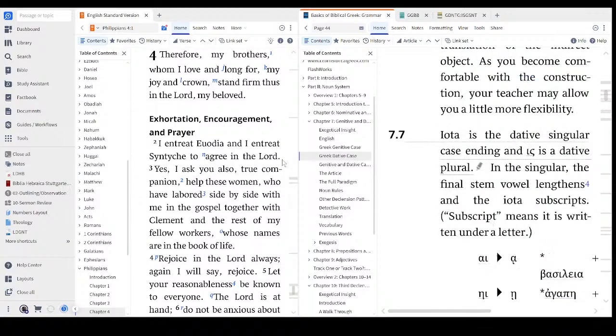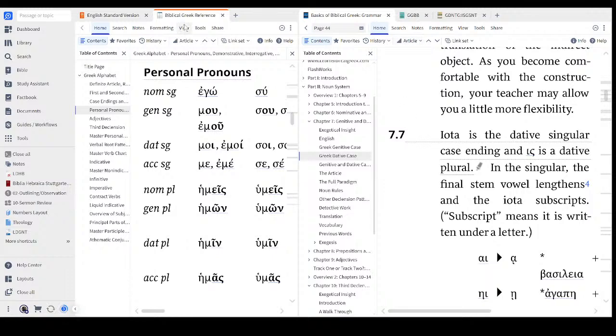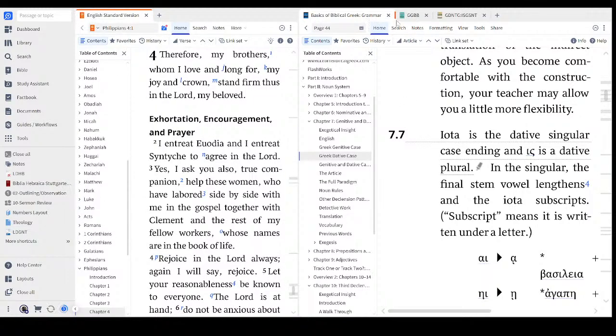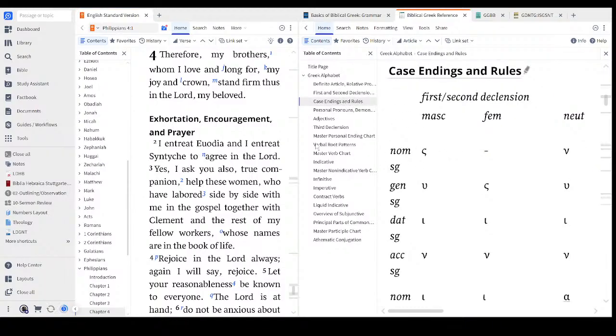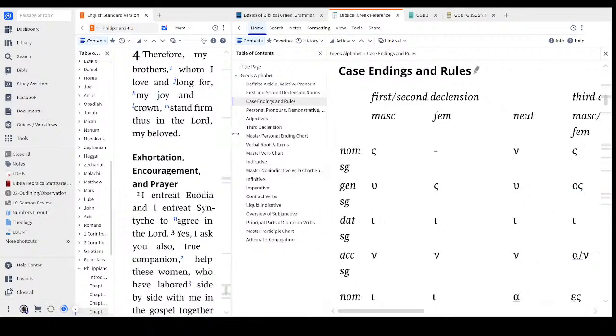I want us to go and take a look. This is going to cut through. I got another resource here by Mounts, so we don't have to go through the book all the time to find the various case endings. So this reference tool here, definite article, case endings. Here we are. So here is the nominatives.